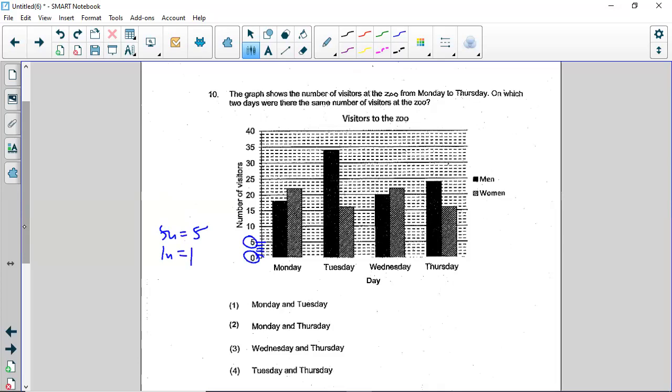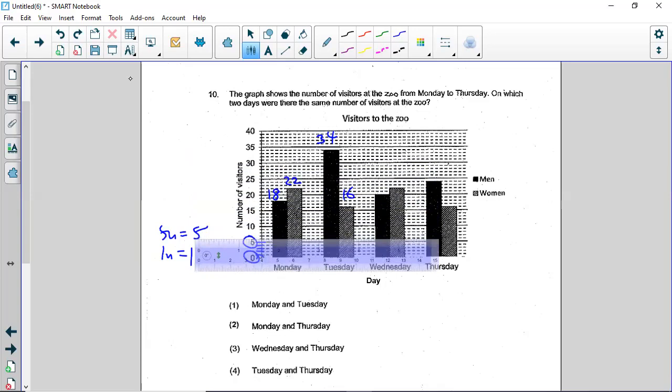So Monday, how many men? You have to put 18. And then the women will be how many? There'll be 22. And what is the best way not to make any mistake? Ruler. That's why you need to have a transparent ruler to see very clearly. Tuesday, how many men? 34. And how many women? 16. If I make any mistake, let me know. So check your numbering.